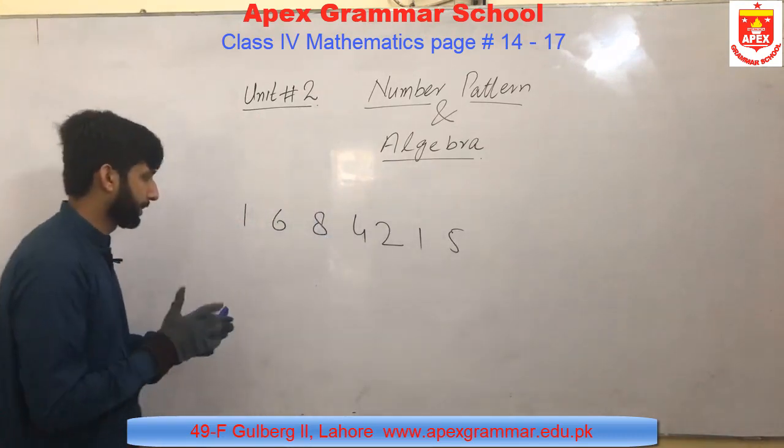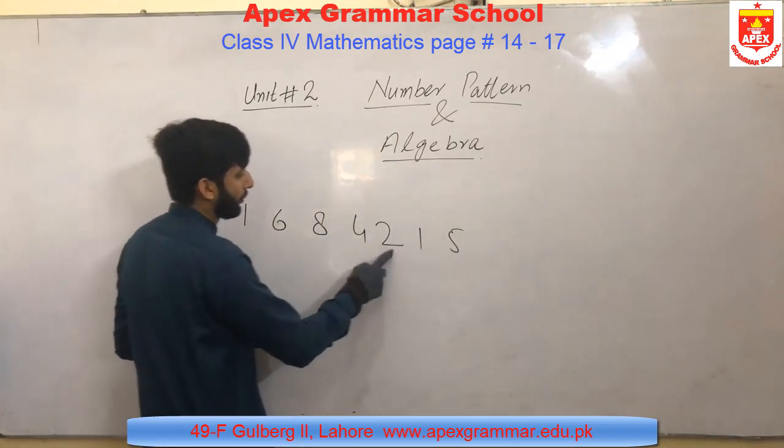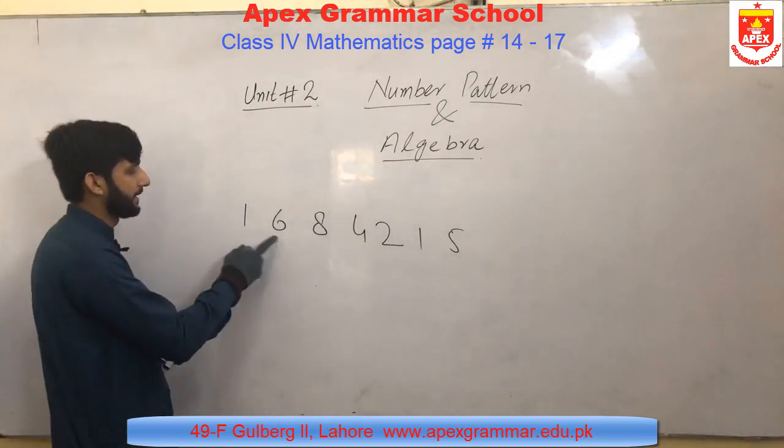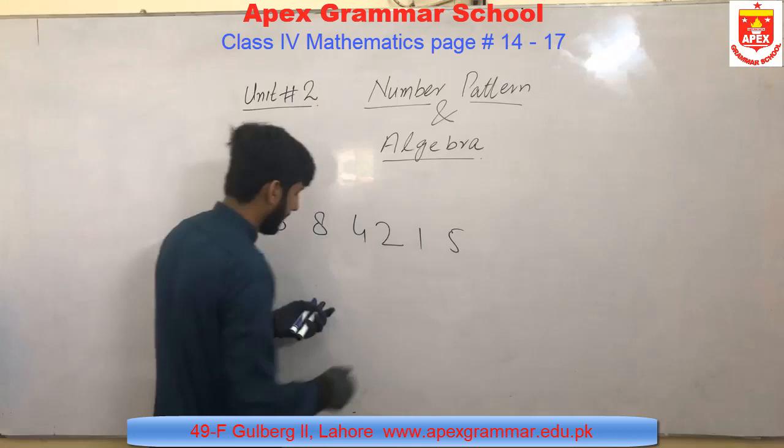1, 2, 3, 4, 5, 6, 7. This number consists of 7 digits. First digit is 1, then 6, 8, 4, 2, 1 and last digit is 5.